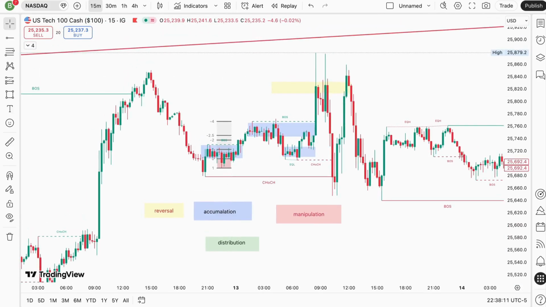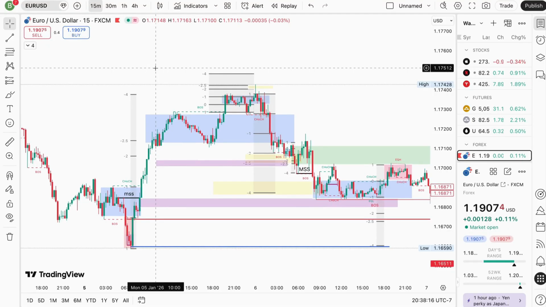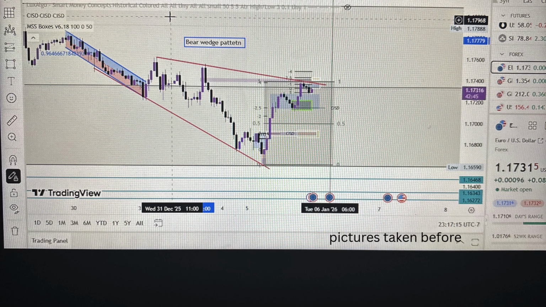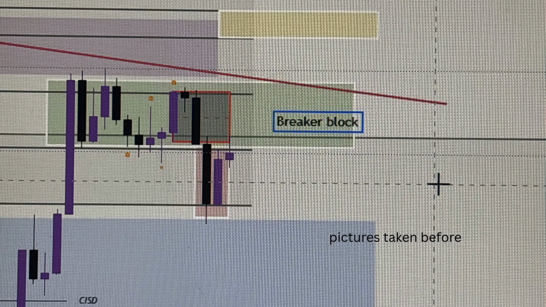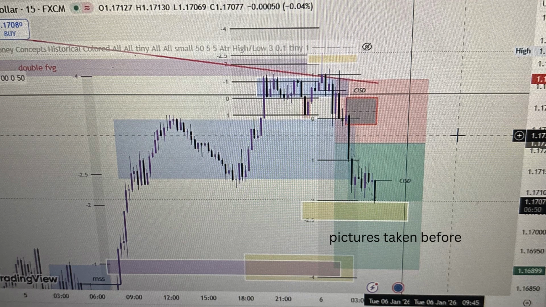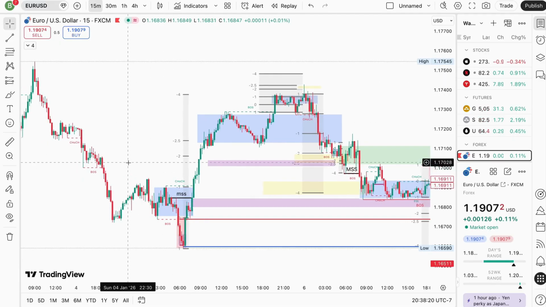Here I have another example for you guys. In Euro, this one seems a little bit more complicated. But it's the same concept. It will be the same concept.